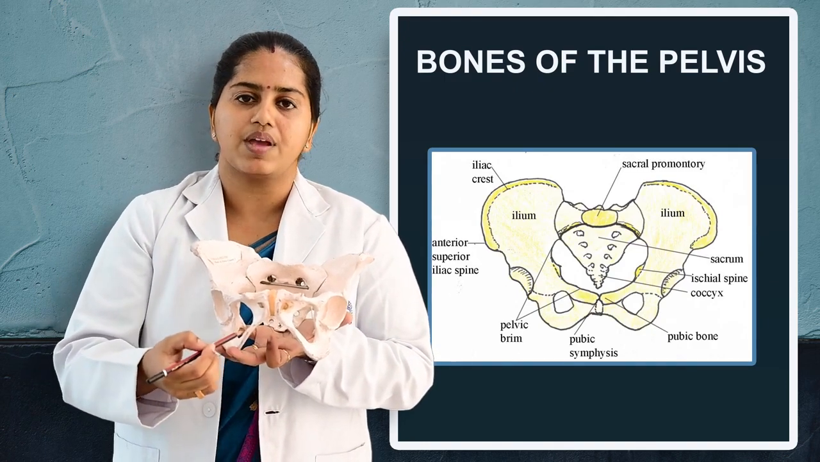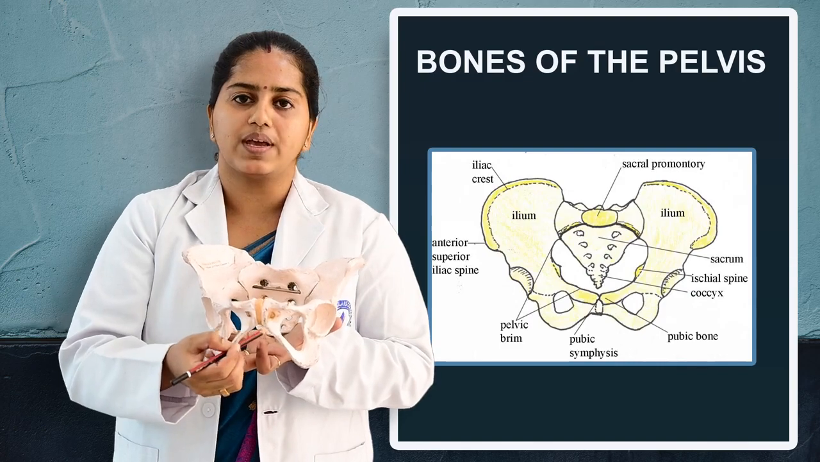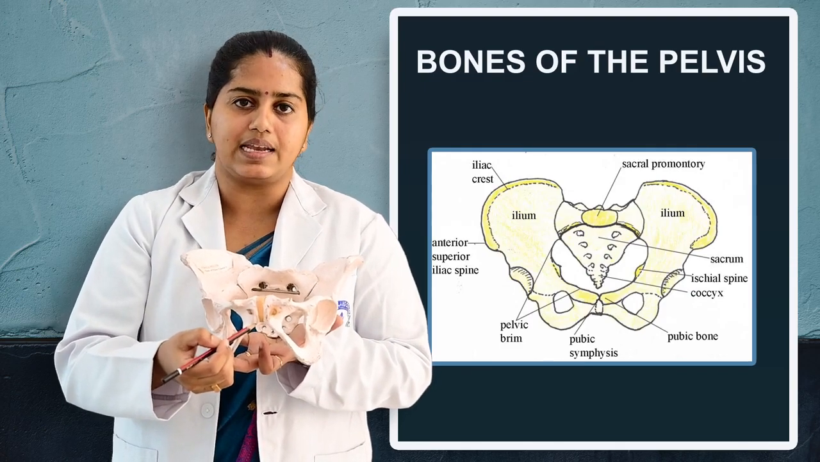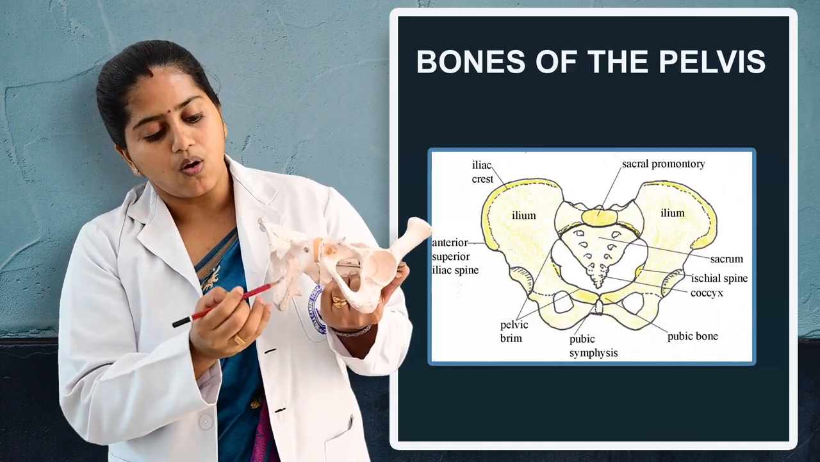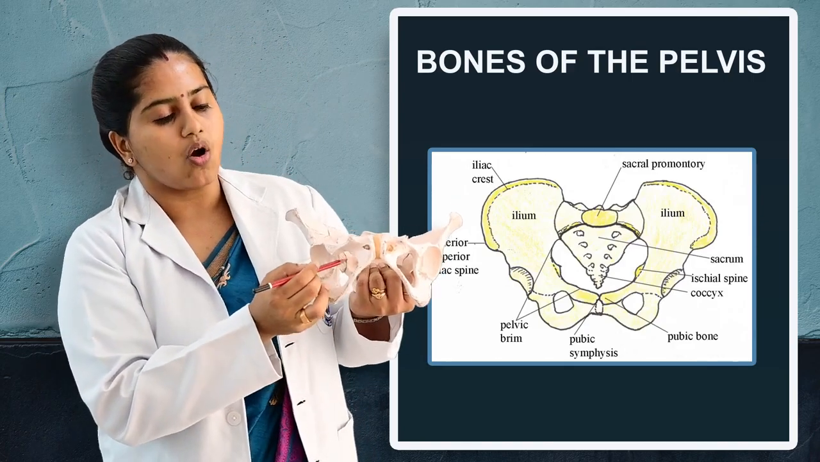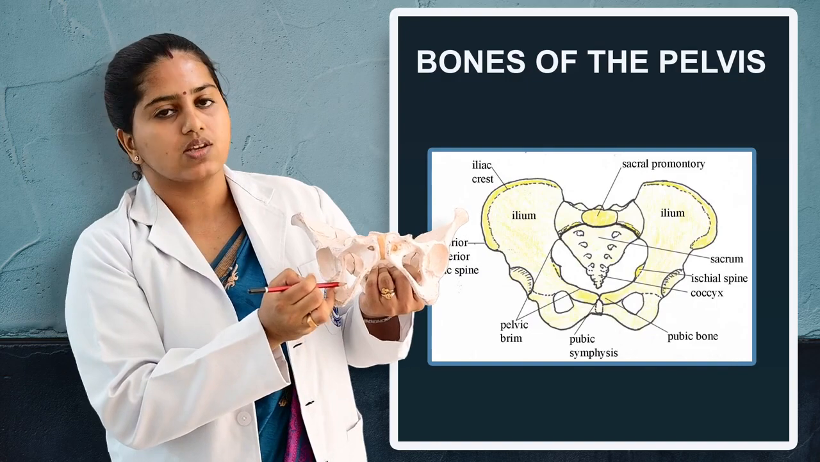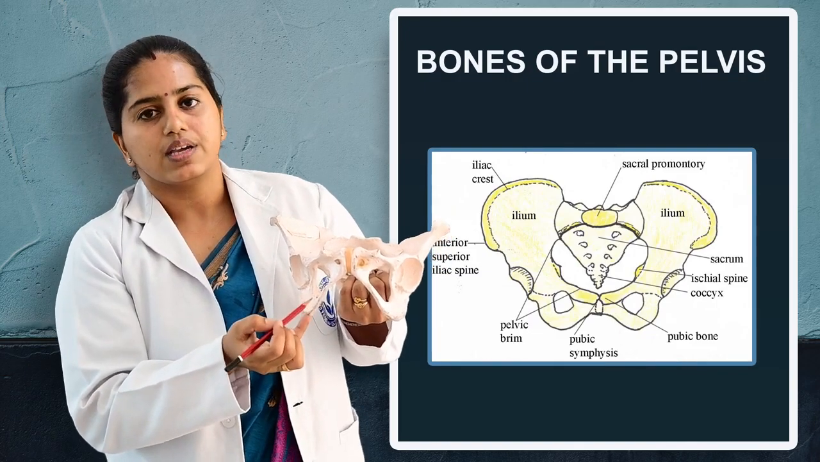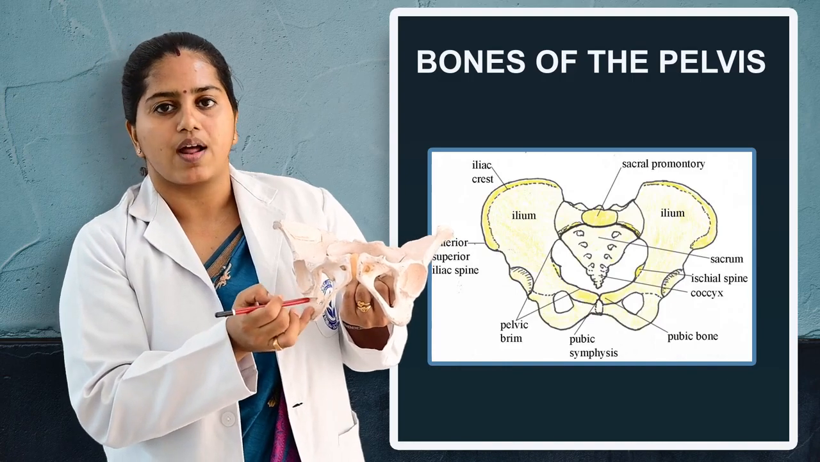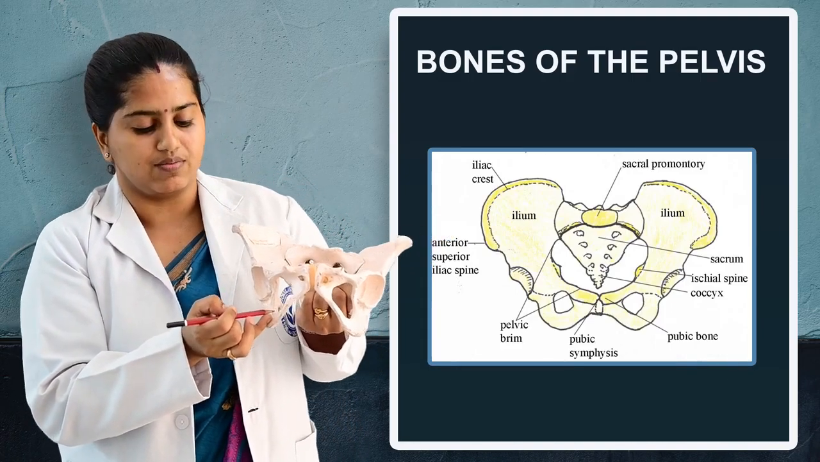The inferior rami form the subpubic angle. The normal angle is 90 degrees. And this innominate bone forms a hollow. This region is known as the obturator foramen. The obturator foramen is formed by the pubic bone and the ischium. This obturator foramen helps to supply the blood vessels.